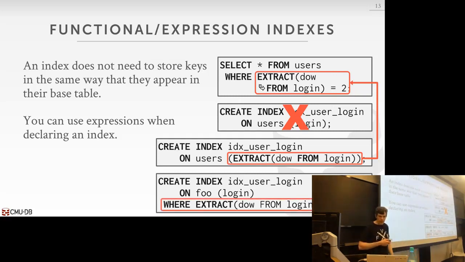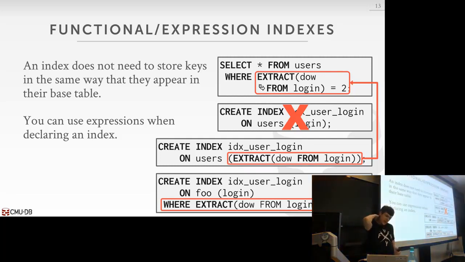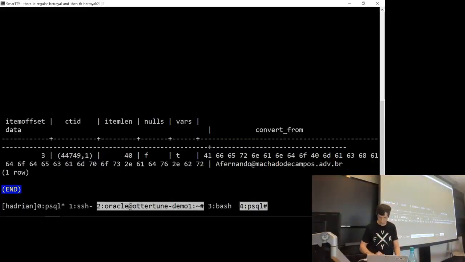Let's do a demo of this in Postgres. Postgres has partial indexes, it doesn't have covering indexes, and the version I have here is 10, so it doesn't have the include clause. But we can play around with partial indexes versus the functional indexes.